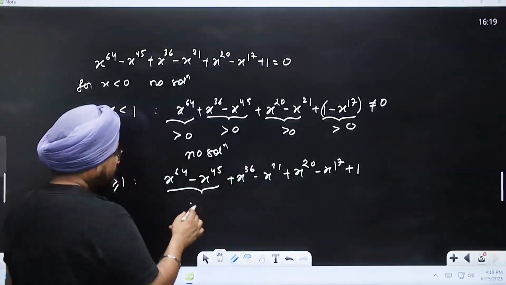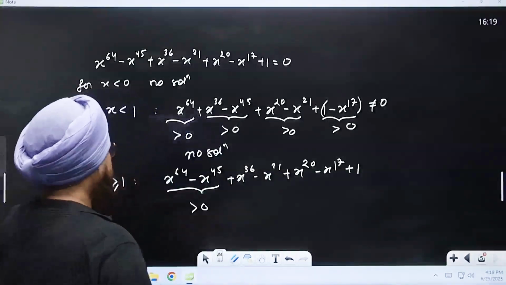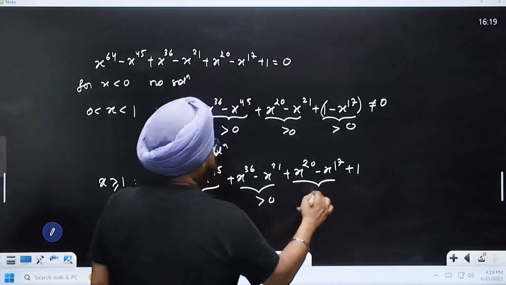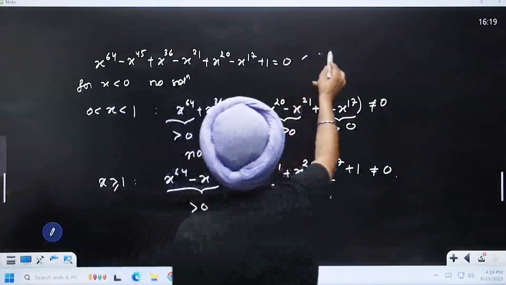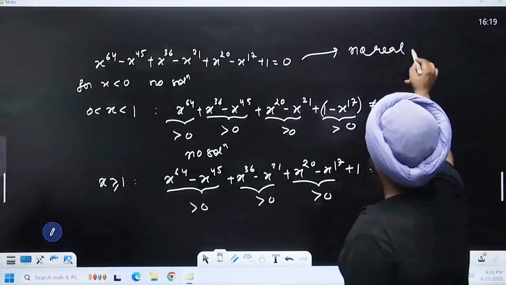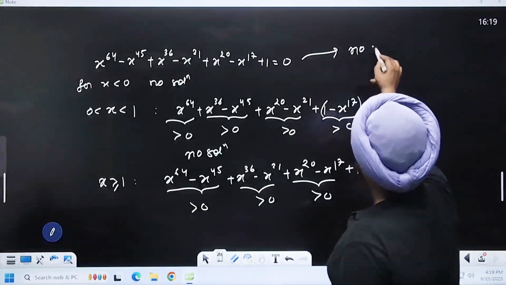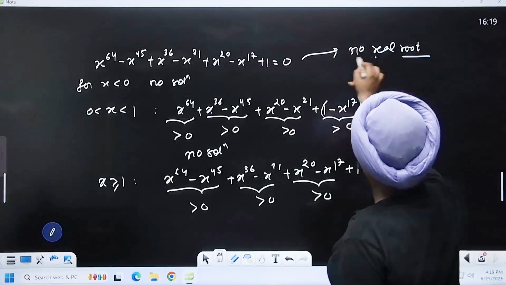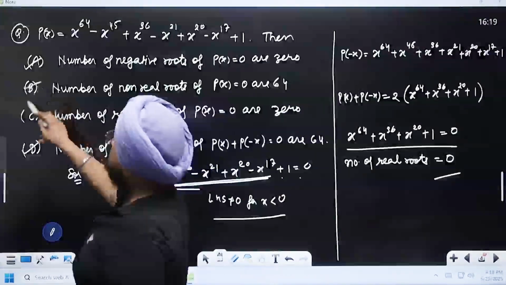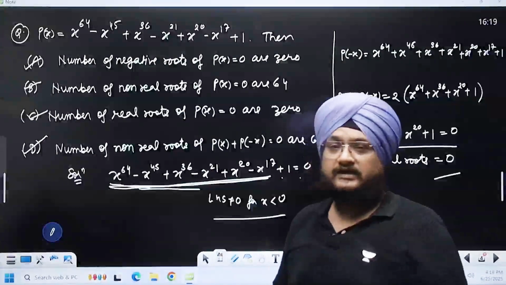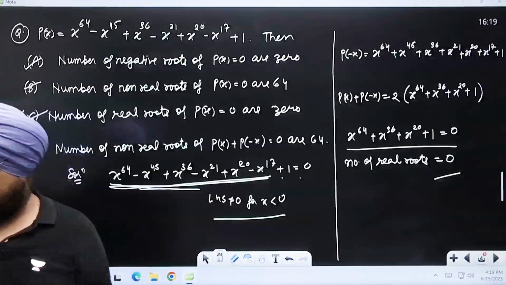And for x greater than 1, now magnitude of the number is greater than 1. So higher the power, higher the value. This is positive, this is positive, this is positive, plus 1, this also cannot be equal to 0. So this equation has no real value of x. We can say that no real root. So all the 64 roots will be non-real. So in this question, all of the options are correct. I hope this is clear to you.